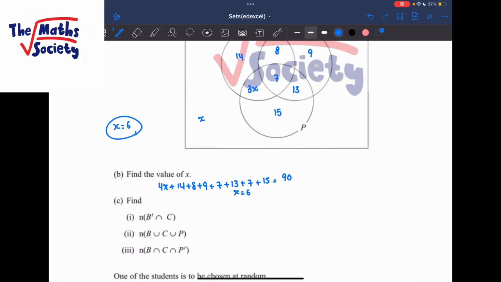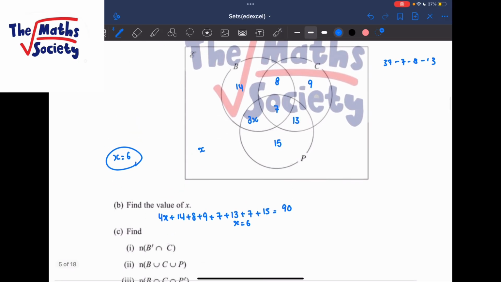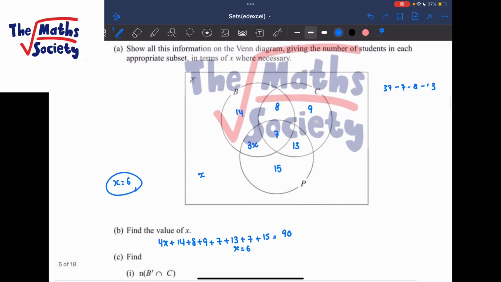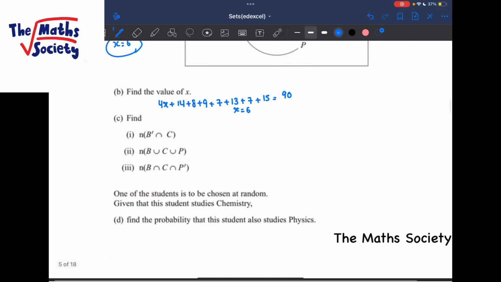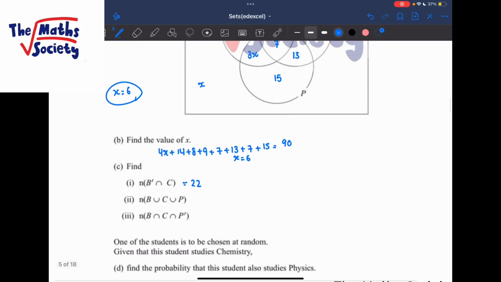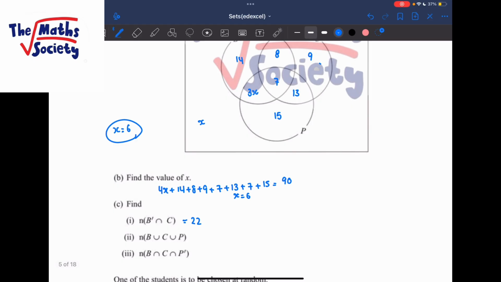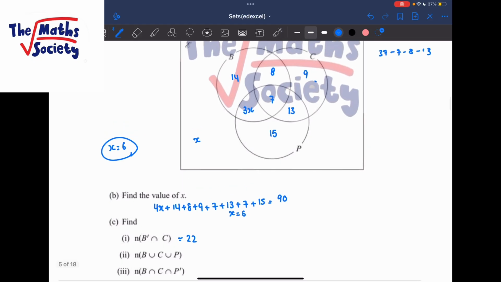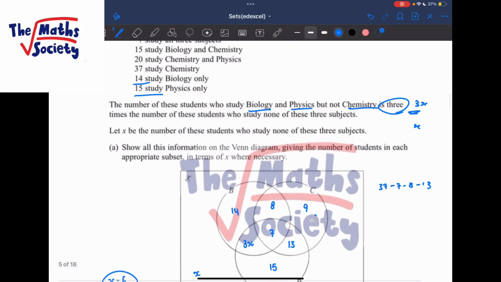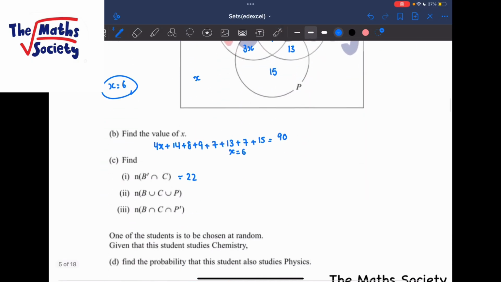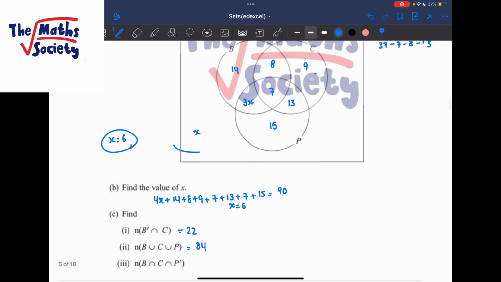And it says number of B prime intersect C. So B, that is not B, but intersect with C, which is going to be 9 and 13. So that's going to end up as 22. And then it says number of B union C union P. So like B union C union P, so everything but not x equal to 6. So that's going to be 90 minus 6, right? So it's going to end up being 84 because it's everything but this.